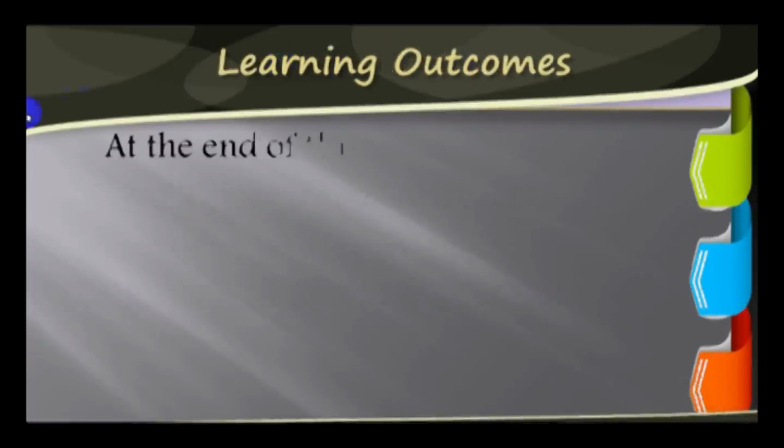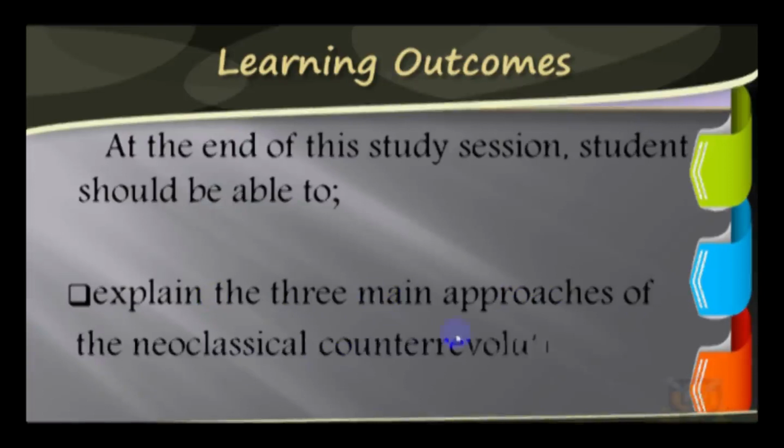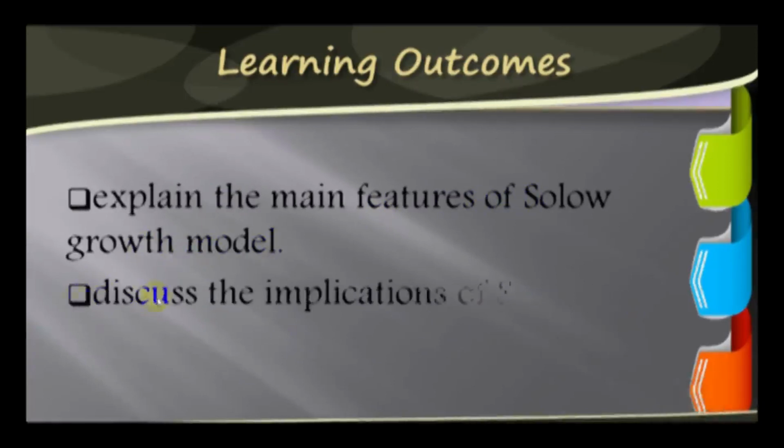Learning outcome. When you study this session, you should be able to: 1. Explain the three main approaches of the neoclassical counter-revolution. 2. Explain the main features of the Solow growth model. 3. Discuss the implications of the Solow growth model.